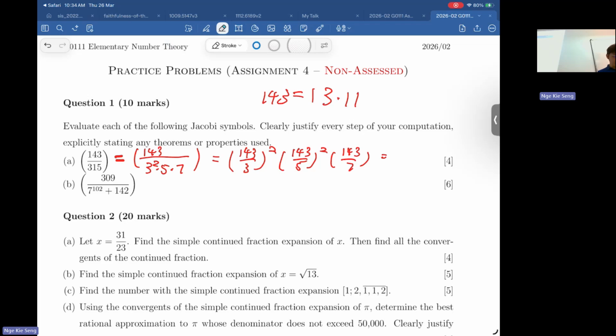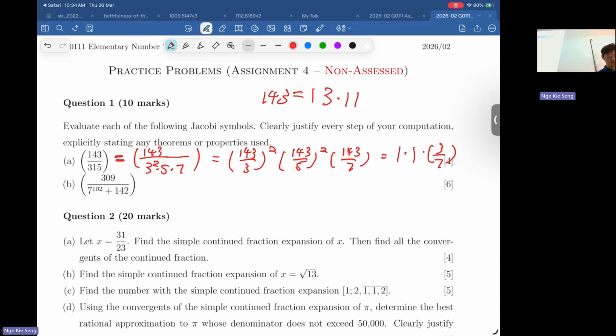Okay, no need to compute, right? Actually, these two, because it's a square, so it's 1 times 1. You need to care about the last one. So it's 3 mod 7. 3 mod 7 can be computed directly, right? Or you can use quadratic reciprocity. Otherwise, it's just 1 square, 2 square, 3 square, 4 square, 5 square, 6 square. Do you get 3 or not?